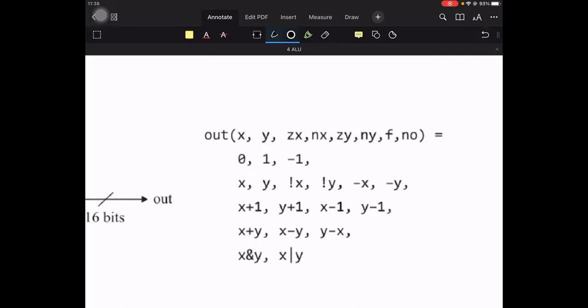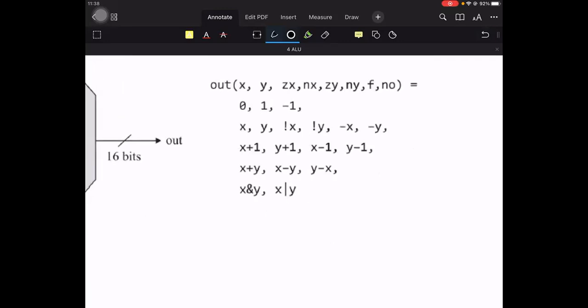This exclamation point refers to inverse, or the NOT operation. So it's a NOT operation. Of course, we know this one, negative. And this one is addition.